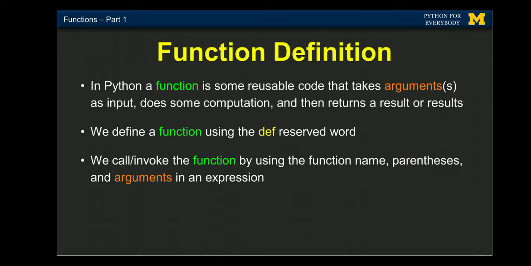Function definition. In Python, a function is some reusable code that takes arguments as input and does some computation and then returns a result or results. We define a function using the def reserved word, and we call the function by using the function name with a parenthesis and arguments in an expression.